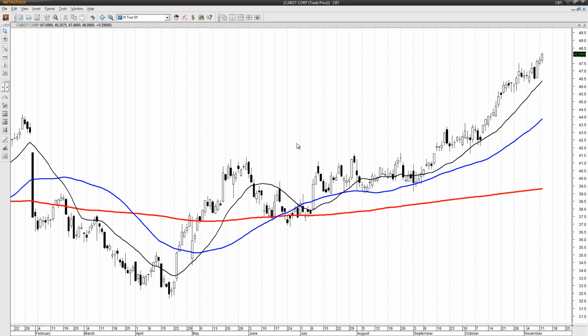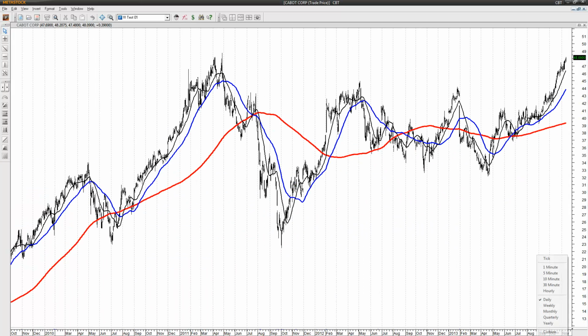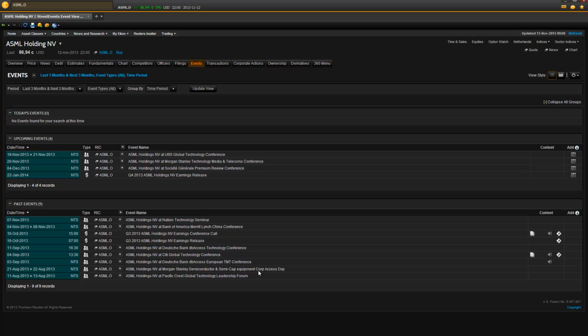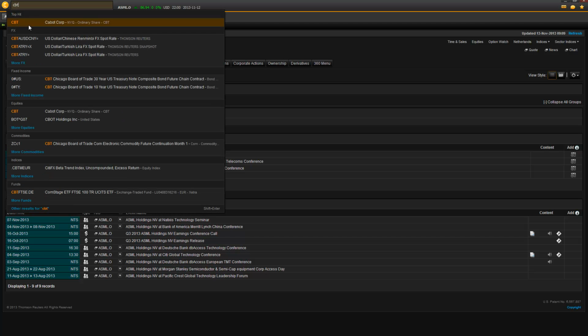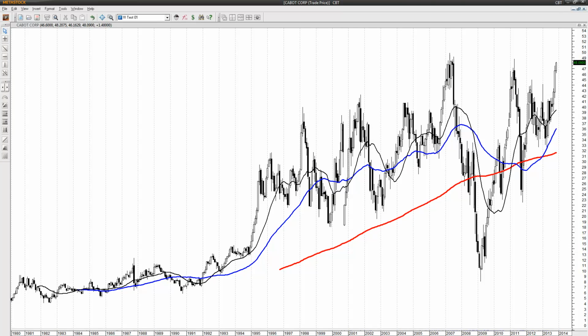Next chart. Cabot Corporation. Back in time. And this high peak back in 2007. I have a print of 49.87. CBT. And that's 49.87. That's the short sell limit order I will put in place. No earnings for CBT.